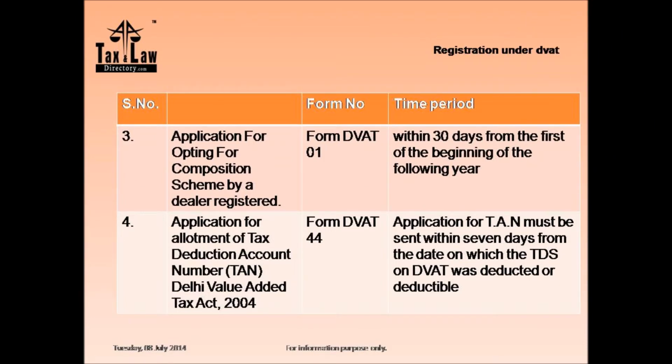Application for opting for composition scheme by a dealer register is required to be filed in Form DVAT 1 within 30 days from the first day of the beginning of the following year.